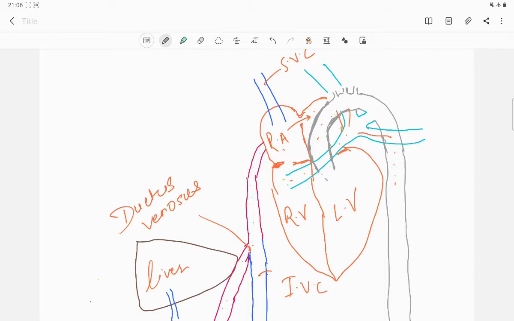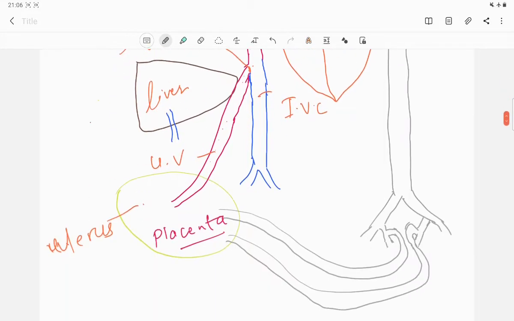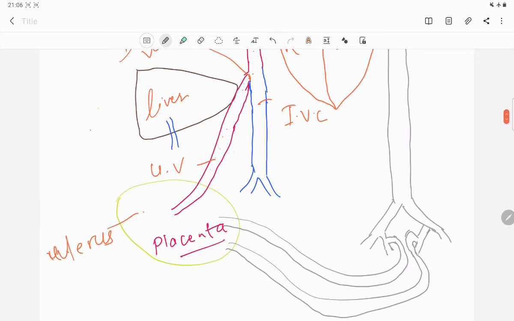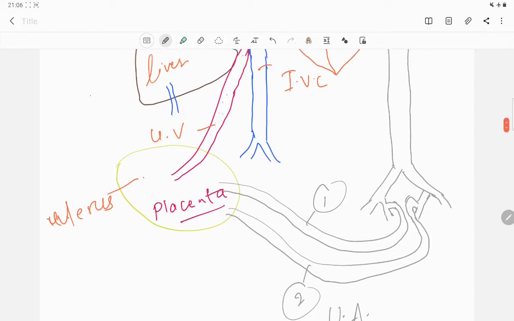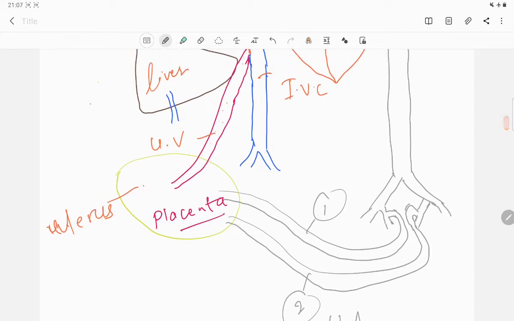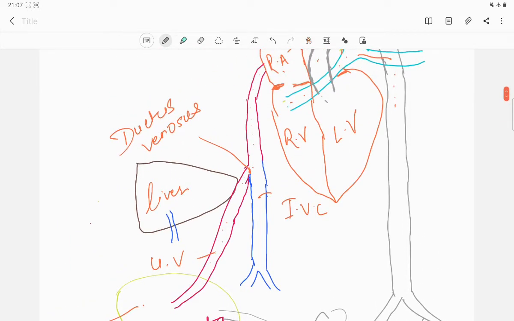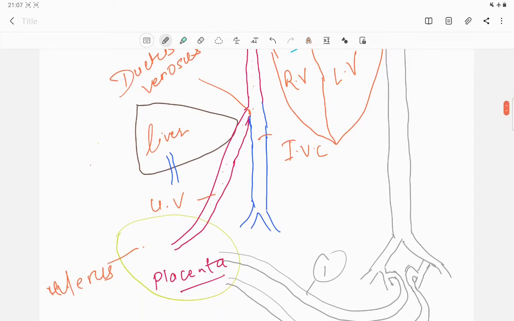So remember, one umbilical vein and two umbilical arteries. One umbilical vein and two umbilical arteries are responsible for this activity of providing oxygenated blood and draining deoxygenated blood into the mother's circulation. So let's jump into our topic and discuss briefly the exact mechanism of the circulation.